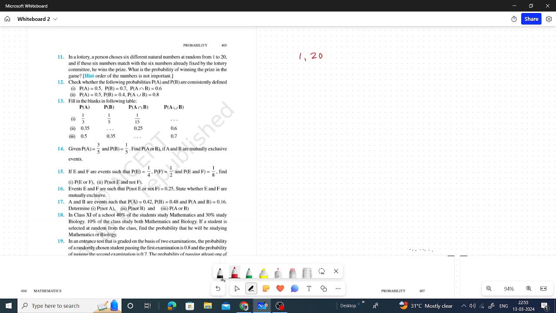So 6 natural numbers have to be chosen out of 20. This can be done in 20C6 different ways. Now the total number of ways is 20C6. And a person wins the prize when the 6 numbers are already fixed and the chosen numbers match these numbers, then that person will win the lottery.